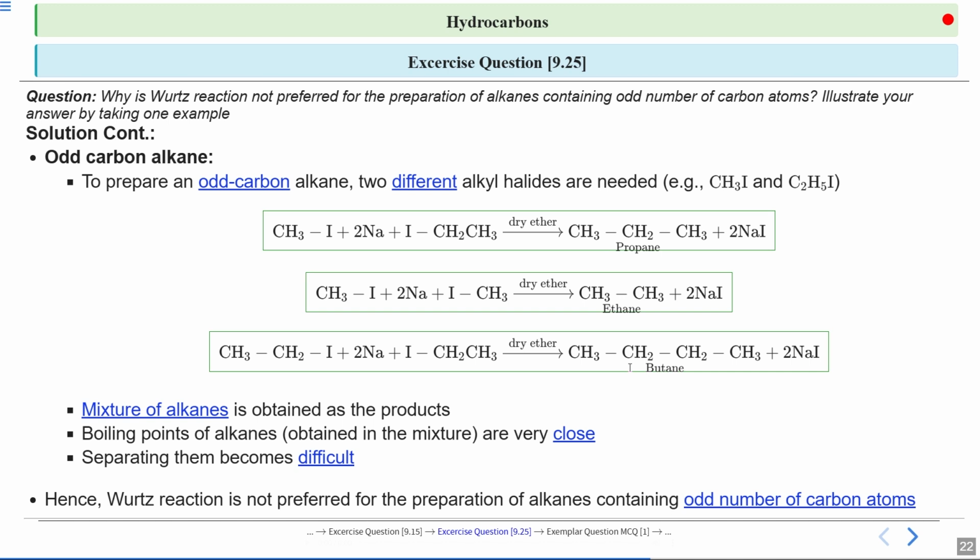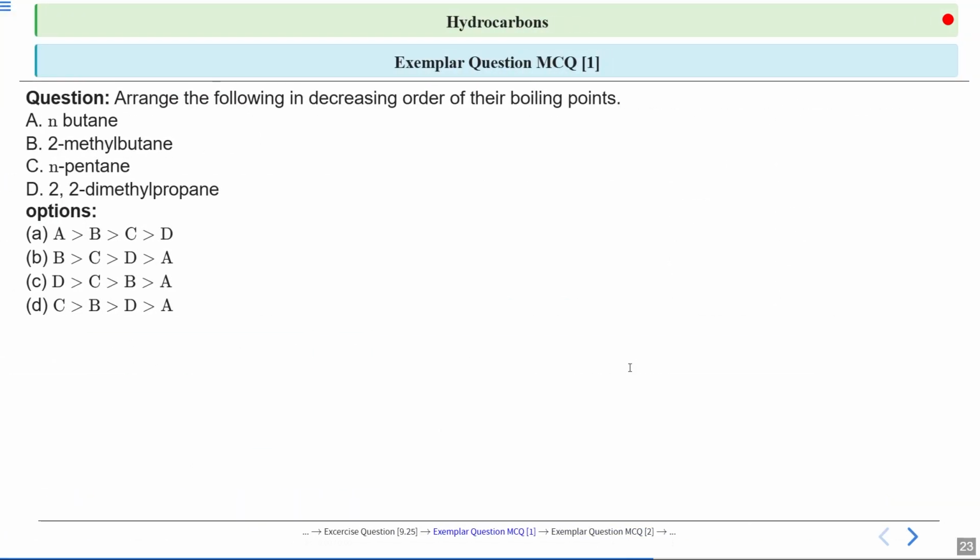In summary, due to the formation of a mixture of alkanes and the difficulty in separating them, the Wurtz reaction is not preferred for synthesizing alkanes with an odd number of carbon atoms. This highlights the importance of choosing the right reaction for the desired product. Now, let us practice an MCQ from NCERT example.